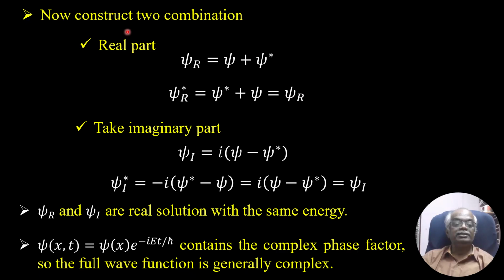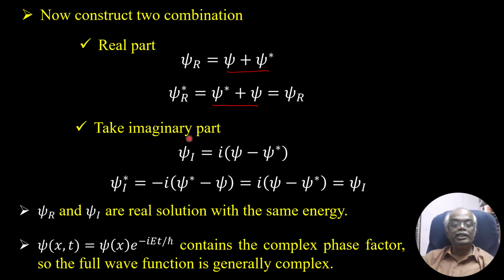Now let us construct two combinations. One is to take the real part. ψ_R, where R indicates the real part, is equal to ψ plus ψ*. So it is a linear combination. What about ψ_R*? You take the complex conjugate, which is equal to ψ* plus ψ, since (ψ*)* is ψ. So you can see this and this are equal. Both are the same. That means ψ_R* is equal to ψ_R. So this is for the real part.